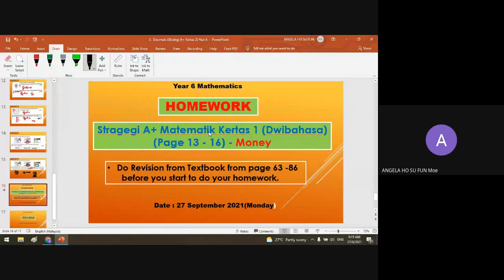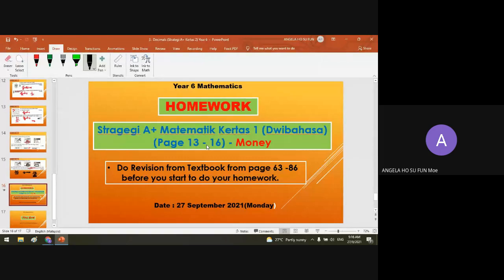Try to finish up, okay? Your Paper 1, topic is money, from page 13 to 16. You can do the revision from the textbook if you forgot already. If you want to refer to notes, you can refer to the textbook, starting from page 63 until 86. That is the work that you need to do from page 13 to 18. Not many questions, I think maybe 18 or 20 questions only.